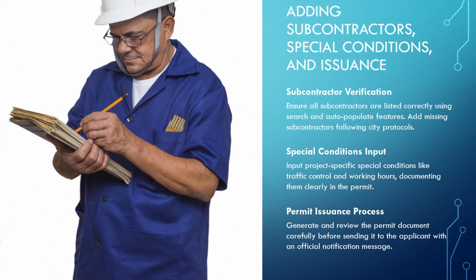Another step before issuing the permit: technicians must ensure that all subcontractors are correctly listed under the Details tab. Use the search function to find subcontractors by name or license number and auto-populate their information. If a subcontractor is not in the system, follow city procedures to add them and verify their credentials.